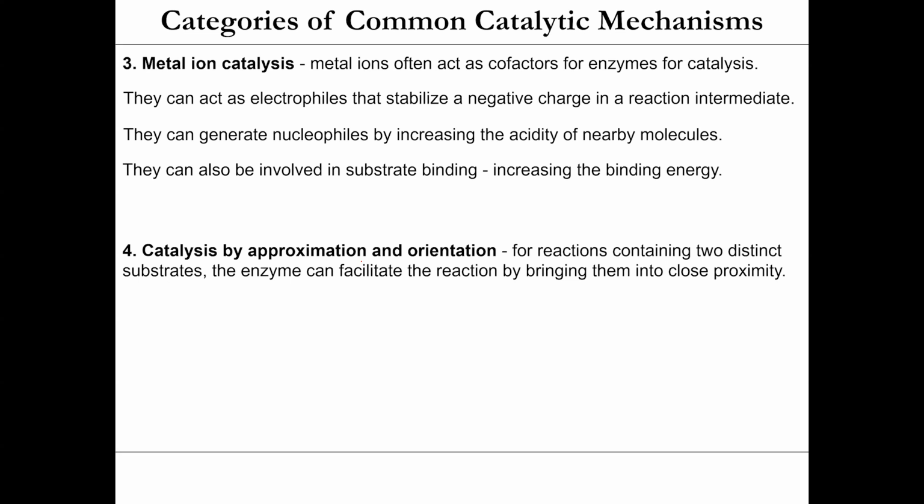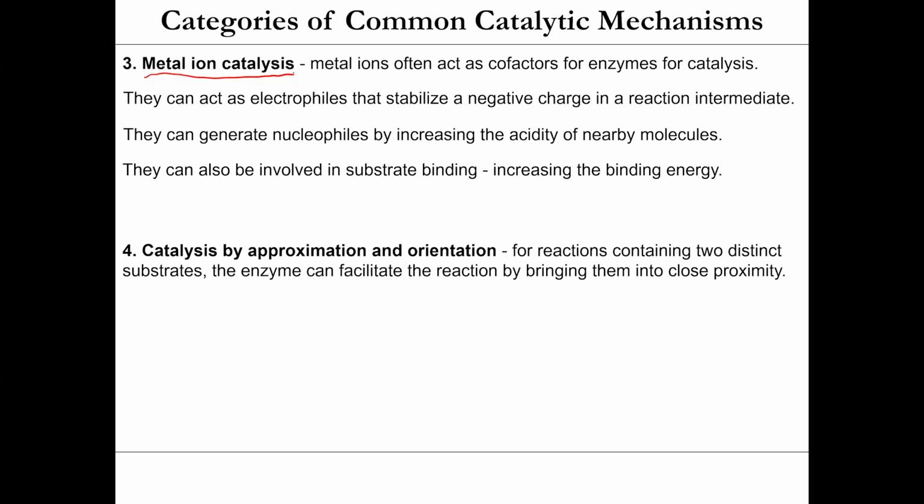And the third category of common catalytic mechanisms is metal ion catalysis. Metal ions often act as cofactors for enzymes in catalysis. A lot of different enzymes contain metal cofactors, and these are required for them performing their catalytic reactions. Metal ions can act as electrophiles that stabilize a negative charge in a reaction intermediate, or they can generate nucleophiles by increasing the acidity of nearby molecules. And by nearby molecules, we mean amino acid residues in the active site of a protein.